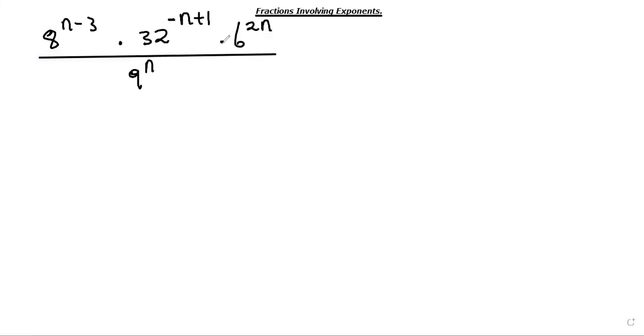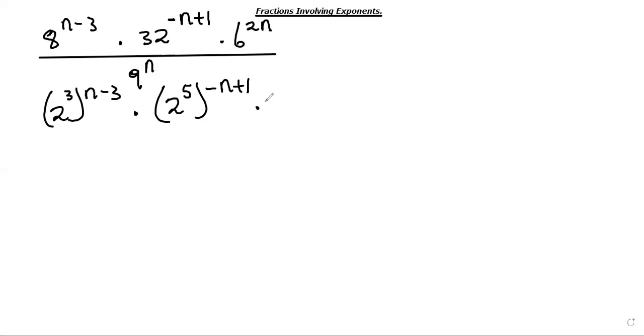So the first thing we do here is to make sure that 8 is written in exponential form to base 2. So we say it's 2 cubed, which is all raised to the n minus 3. We make sure also that 32 is written in exponential form to base 2. So it's 2 to the power 5. The whole thing is raised to the negative n plus 1. Now, 6 cannot be written in exponential form, but it can be written as a product of its prime bases. So this is what we have.